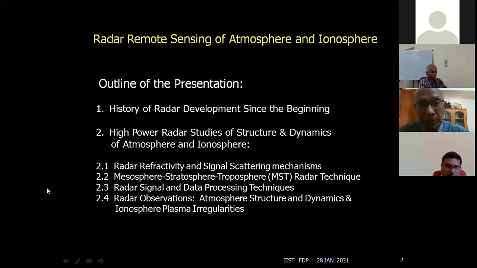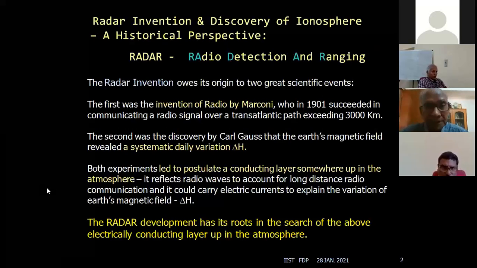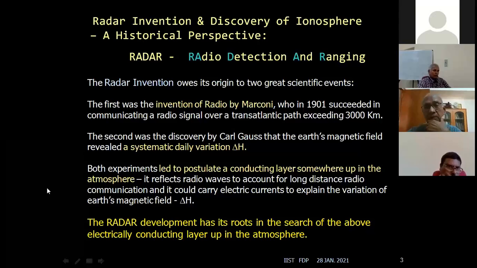To start with, what is the radar? Radar is radio detection and ranging. You send out radio waves, a pulse of radio waves, it detects a target and it finds its range. So radar is an acronym for radio detection and ranging. And that is how the ionosphere, a conducting region in the upper atmosphere, came to be discovered.